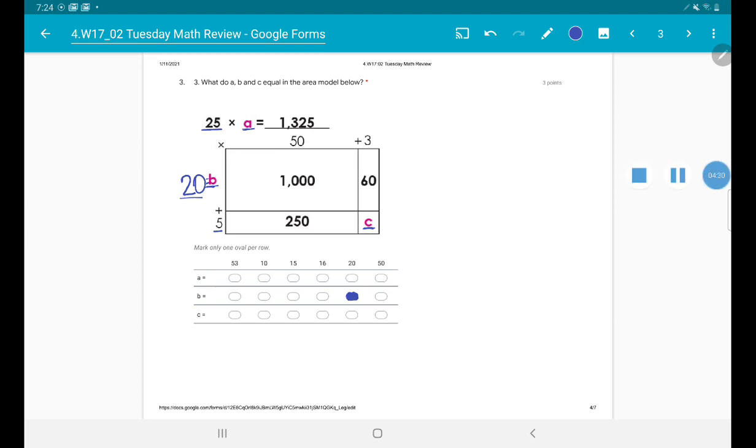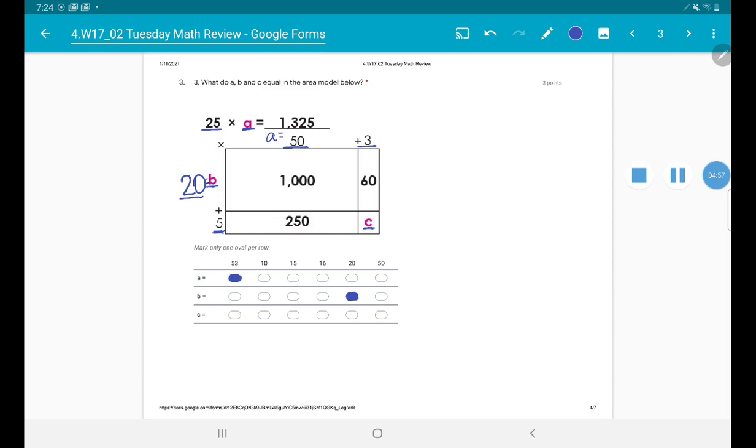So now I can fill in the rest of my area model. We can also see that A, if the two numbers I'm multiplying are 25, then I'm going to have to look at my longer side to see the length, 50 plus 3. So we know A will be equal to 53. So now all that's left is for me to find variable C.